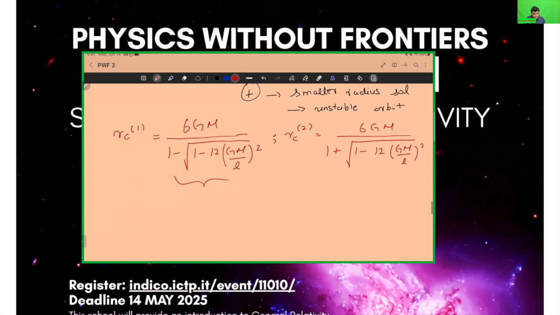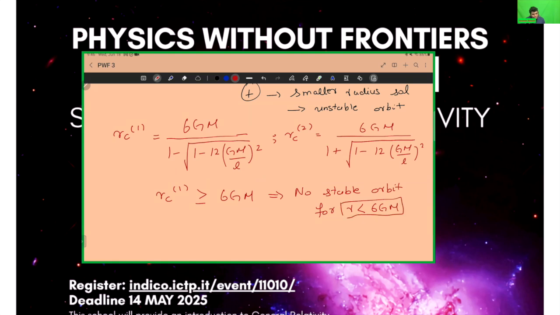If you talk about the stable radius, you can see that the stable radius only occurs when R is bigger than 6GM, right? Because this denominator is always going to be smaller than 1, because it is 1 minus something, so RC1 is bigger than 6GM, because you are dividing 6GM by something that is smaller than 1. So it means that RC1 is always bigger than or equal to 6GM, which means that there is no stable orbit for R smaller than 6GM.